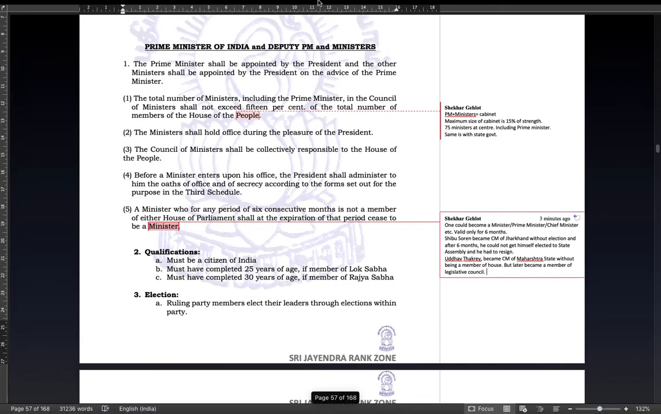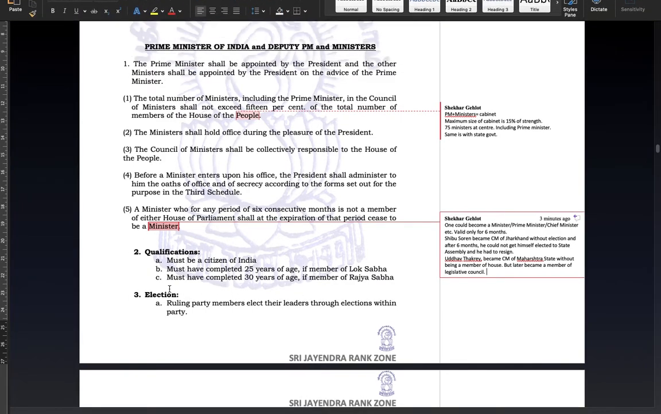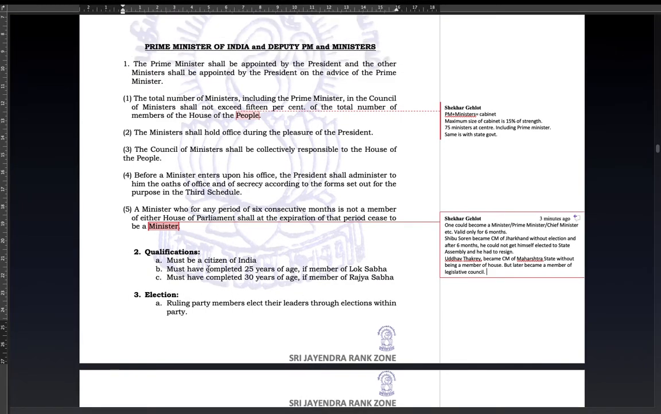Qualifications for the Prime Minister, Minister or Deputy Prime Minister are all the same. He has to be a citizen of India and must have completed 25 years of age. If he is a member of Lok Sabha, yes, a 25-year-old person can become a Prime Minister or Minister of India, and he must have completed 30 years of age if he is a member of Rajya Sabha. Why? Because for being a member of Rajya Sabha, the minimum age is 30 years. For being a member of Lok Sabha, the minimum age is 25 years.